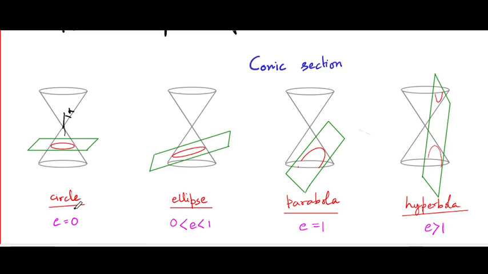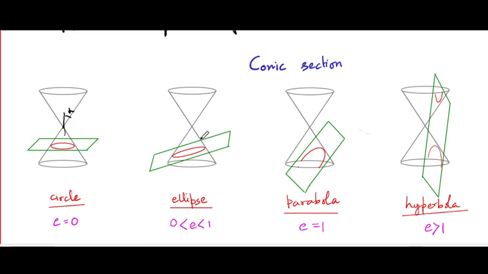r0. If on the other hand the plane is tilted so that it's no longer perpendicular to the axis of the cone, but not tilted too much, you're going to get something which looks like this, an ellipse. And this corresponds to a value of e between 0 and 1.